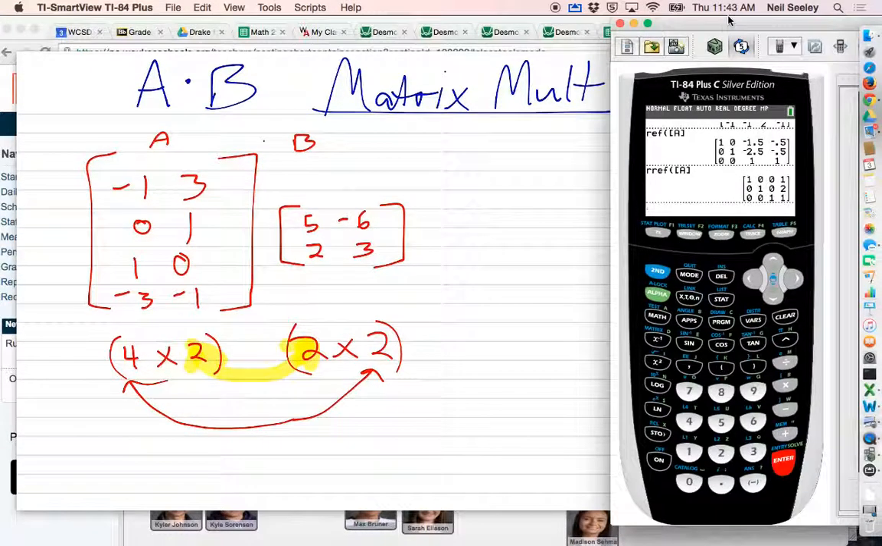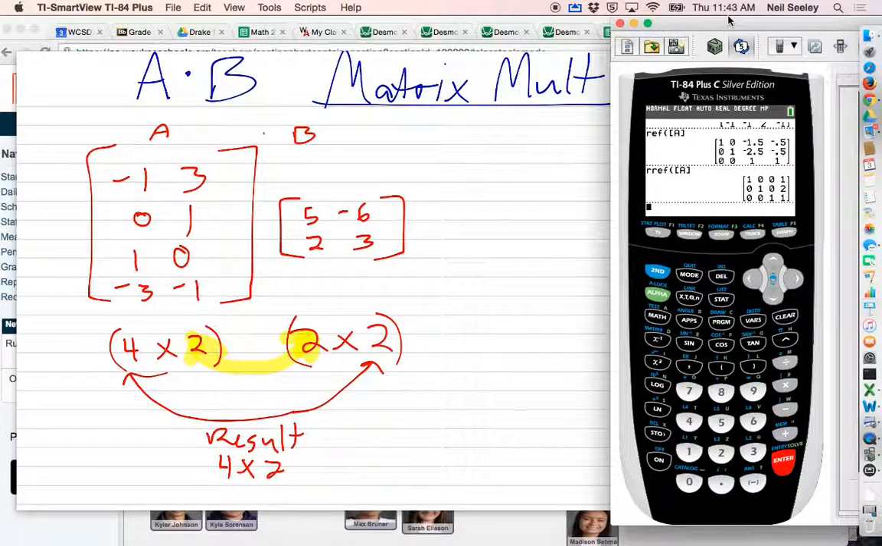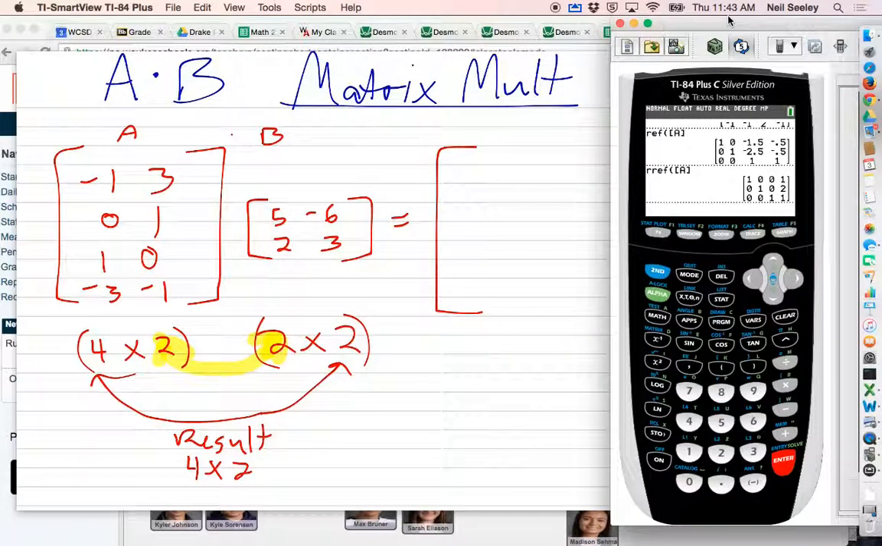So when we're done, these guys got to match in the middle, and then the result, and this isn't a mystery. I want to show you today it's all good. 4 by 2 is the end result. You put it in your calculator. So when we're done multiplying these two together, we are going to get a 4 row by 2 column result. So 1, 2, 3, 4. 1, 2, 3, 4. Got them.